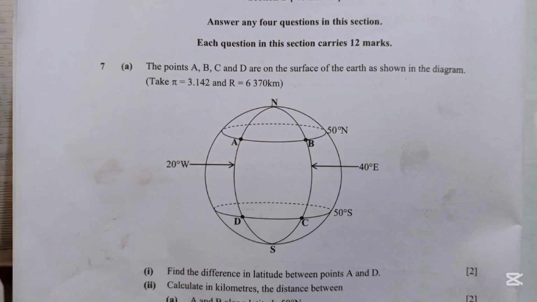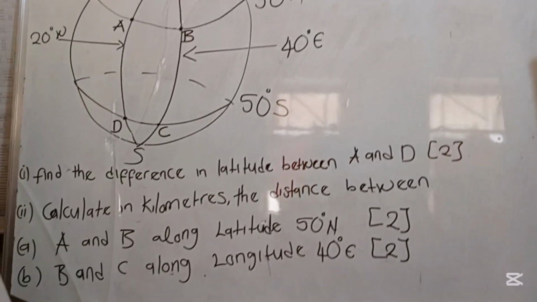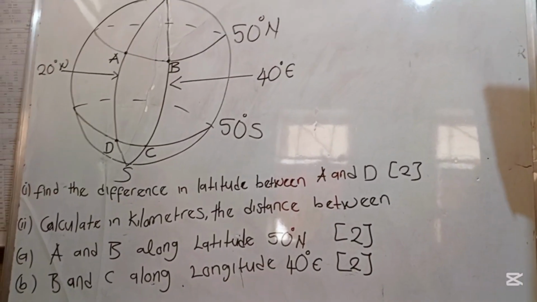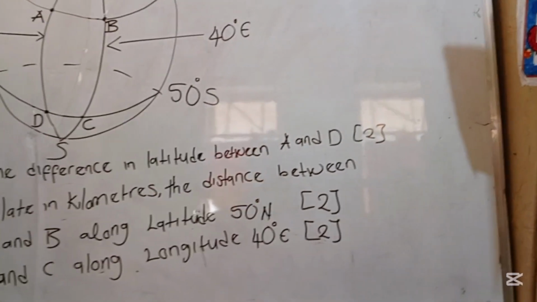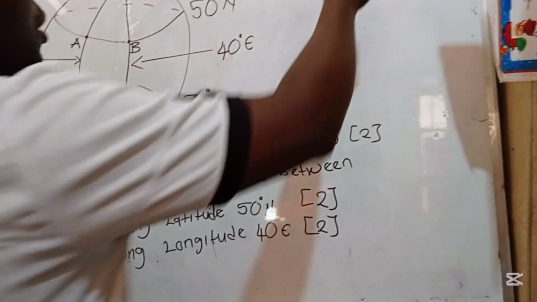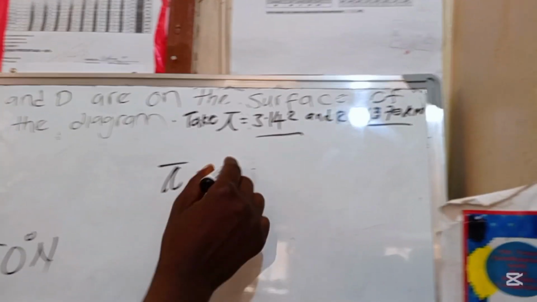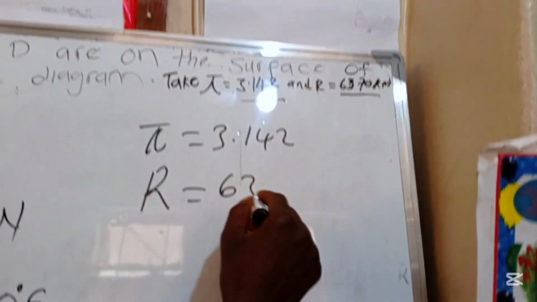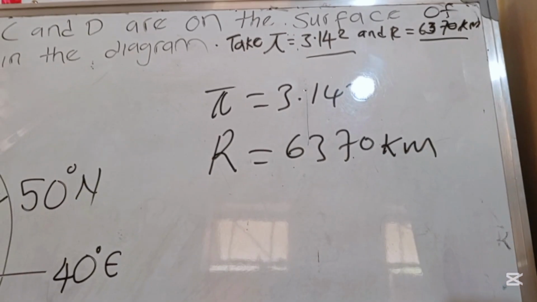Fellow viewers, I believe for today we are doing the last question. This came in one of the papers. I won't tell you the year so that you can go and discover. It says the points A, B, C, and D are on the surface of the earth as shown in the diagram. Of course, I should take this to be my radius. Once more, you have seen that they have given us pi, 3.142, and they have given us the radius. Now it is in kilometers. It's not always that it is in nautical miles. So these are some of the information you should look for.